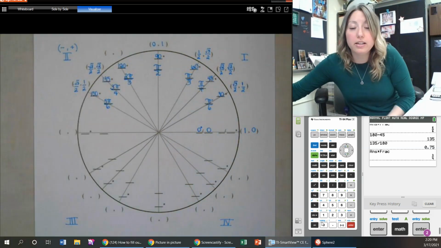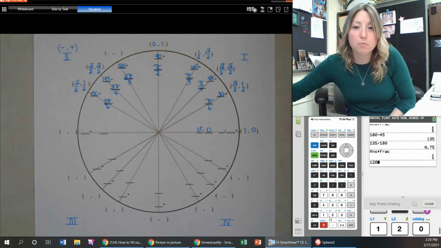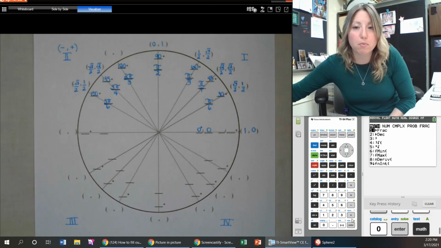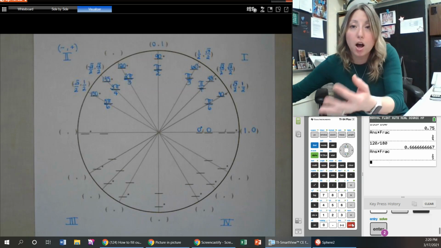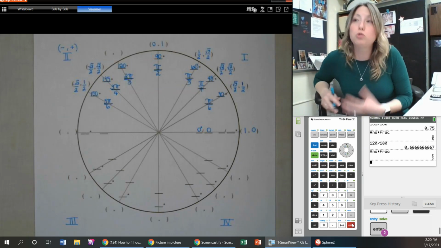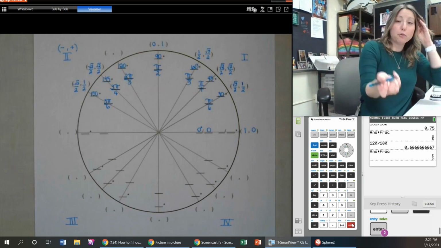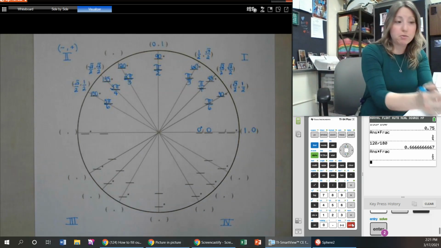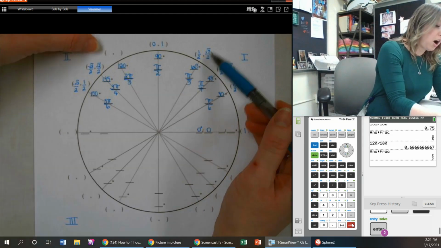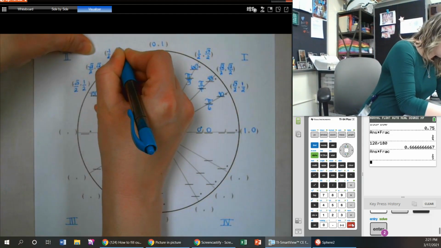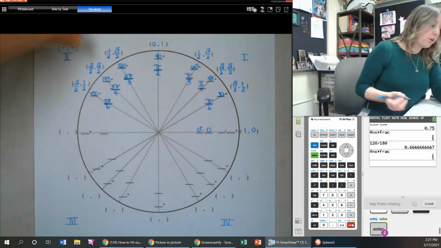And again, easily checked in your graphing calculator by taking 120 and dividing it by 180 to get this. And of course, you probably already know what that is in fraction form, but use your graphing calculator to switch it into fraction form. Now the point is exactly the same as the 60-degree point over here, but your x coordinate is negative, so negative 1/2, positive radical 3 over 2.